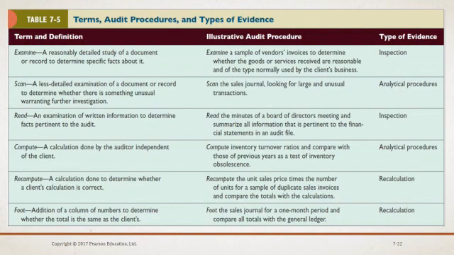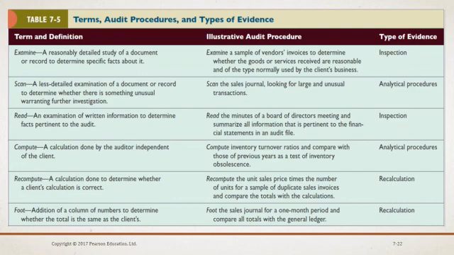There are several terms used to describe audit procedures and associated with types of evidence. Number one of the terms is examine. Examine means a reasonably detailed study of a document or record to determine specific facts about it. So the suitable type of evidence would be inspection. Number 2, scan. A less detailed examination of a document or record to determine whether there is something unusual warranting further investigation. So the suitable type of evidence would be an analytical procedure. Number 3 of the terms, read. Read means an examination of written information to determine facts pertinent to the audit. So the suitable type of evidence is inspection.